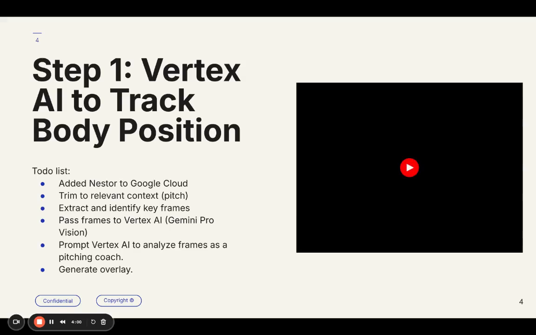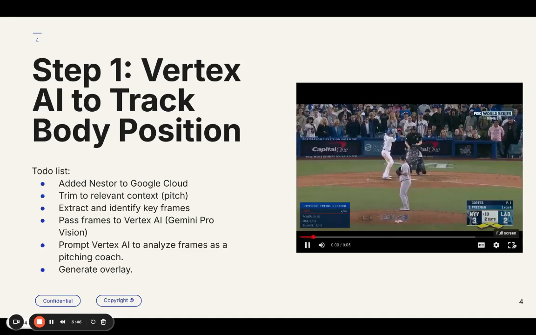So how did I do this? Well, step one was to use Vertex AI to track body position. So I added a clip to Google Cloud, trimmed it to the pitch length, and then extracted keyframes before passing it along to Vertex AI. I then prompted Vertex AI to look at those frames as a pitching coach and generate an overlay. Let's take a look at how this came out.